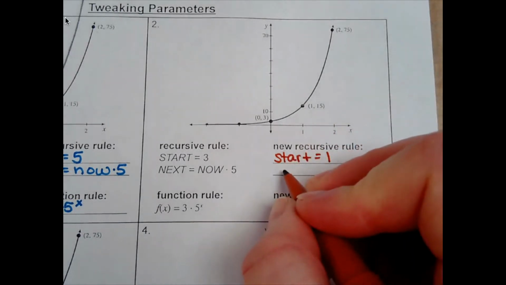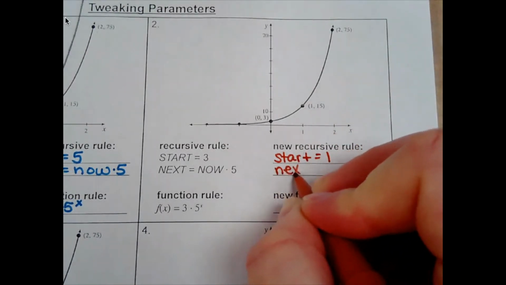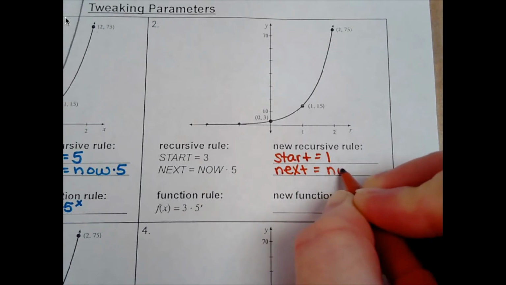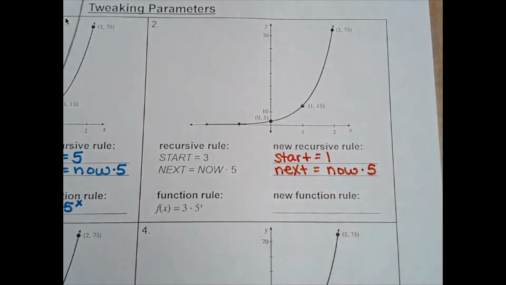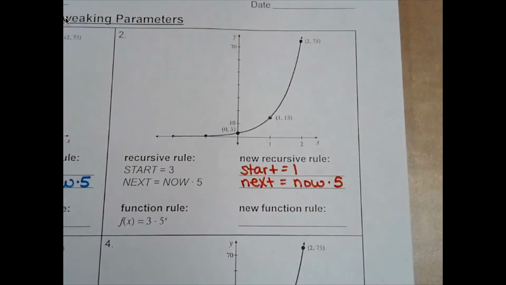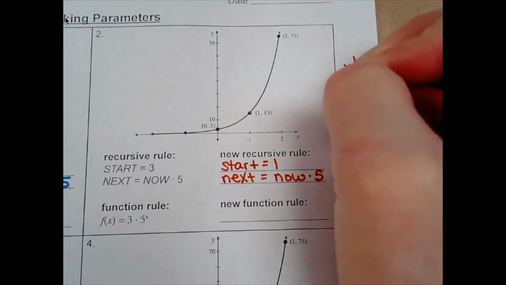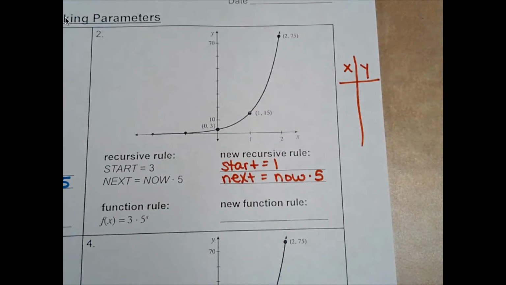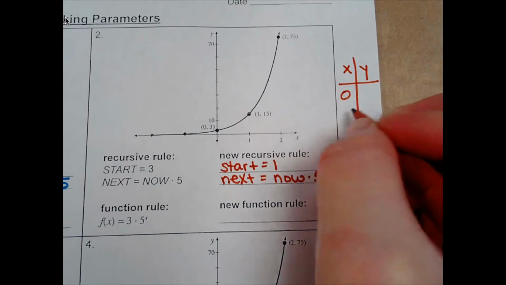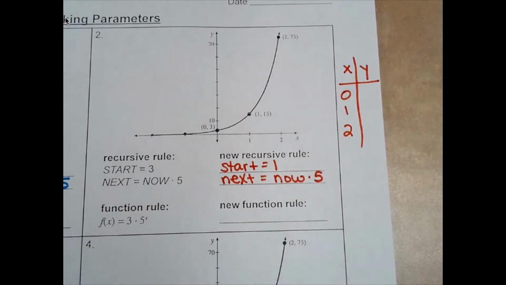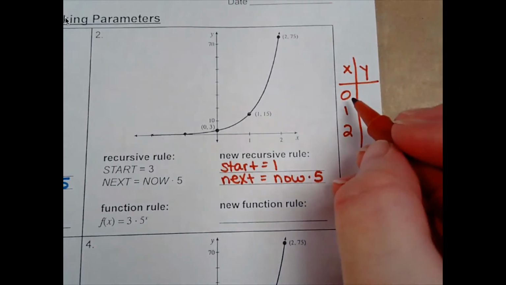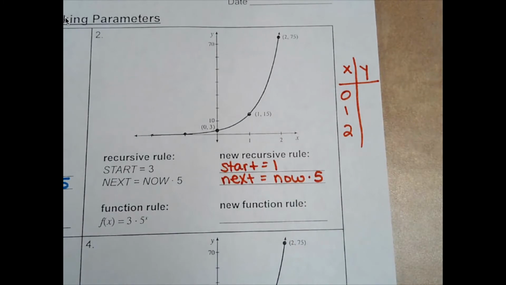And I'm going to keep the same rate. So next equals now times 5. Let's do our XY table. We're going to do the same thing, 0, 1, and 2. Go ahead and fill in your table.